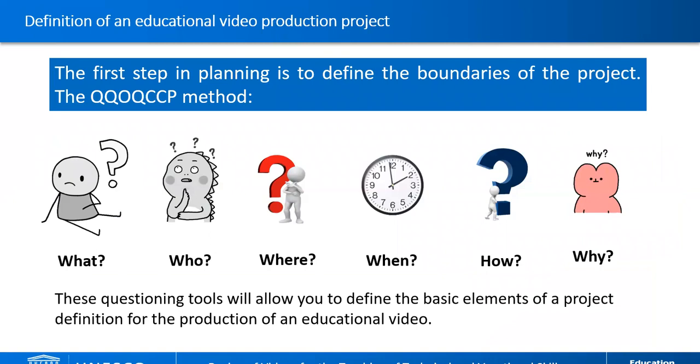The first step in planning is to define the boundaries of the project using the QQOQCCP method. The questions to be asked include what, who, where, when, how, and why. These questioning tools will allow the planner to determine the basic elements of a project definition for the production of an educational video.